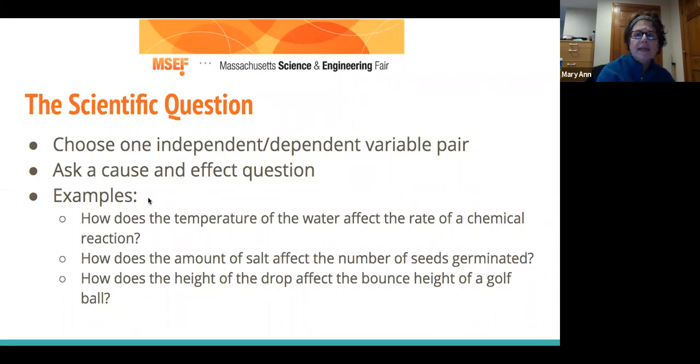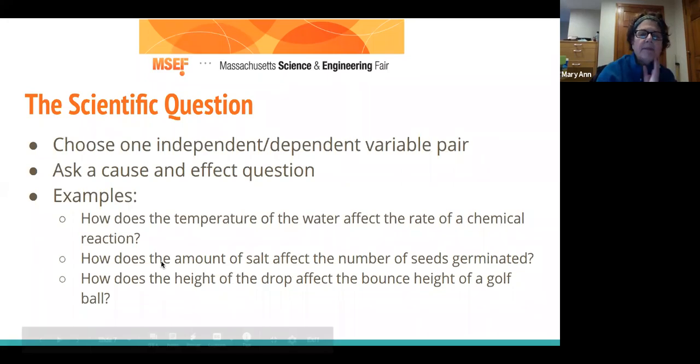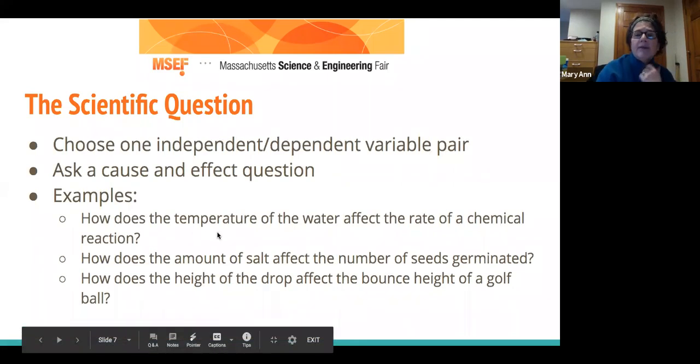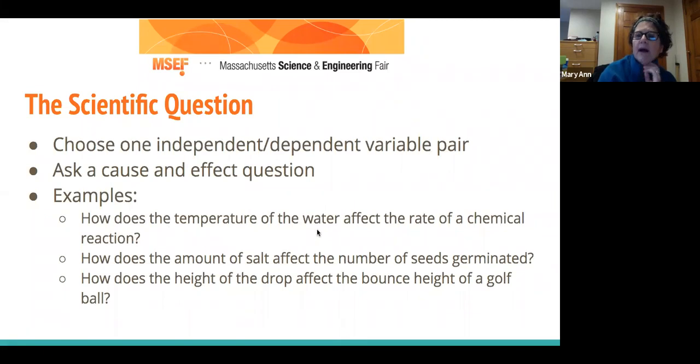So here are the 3 examples I'm going to use throughout this presentation. One's a chemistry project, one's a biology project, and one's a physical science project. So you can have 3 examples always to pull from. So say a kid is really interested in chemistry, right? But they're not narrowing it down. And you learned about choosing topics last week, but one of the variables that they can do, or combinations, is how does the temperature of the water affect the rate of a chemical reaction?